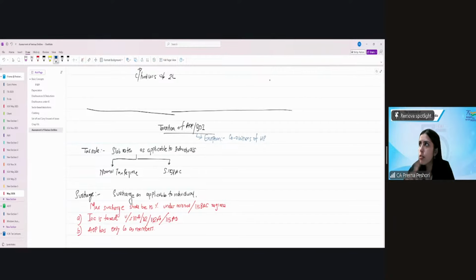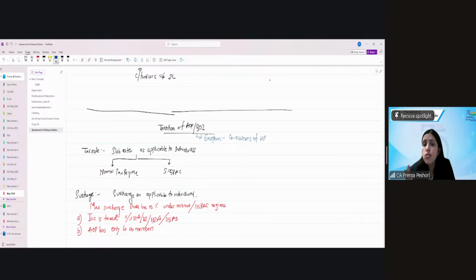Also, one more difference between the partnership and AOP is that in the partnership, the partners operate on the principle of mutual agency. What do we mean by mutual agency? The decision of one partner will bind all the other partners and the firm. That's not the case in AOP. They are working independently. So that is also a big difference between the partnership and the AOP.